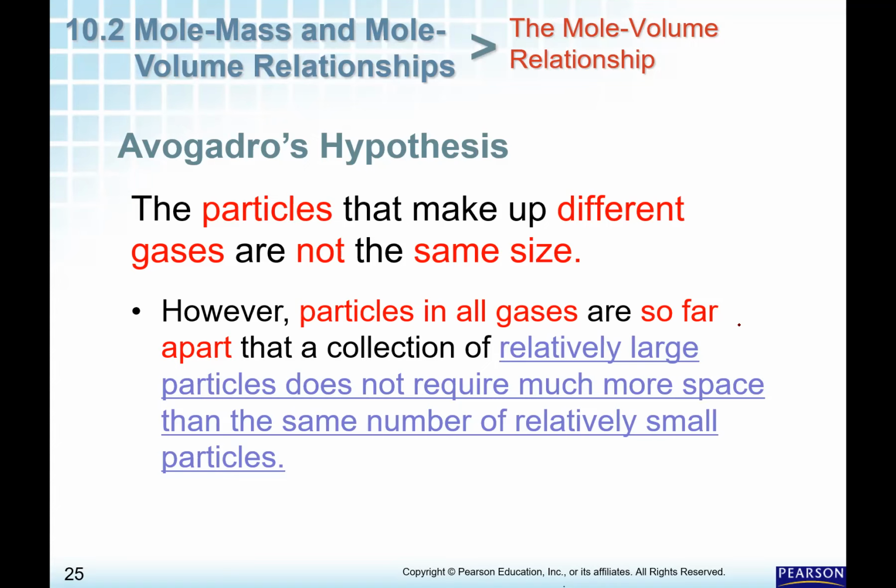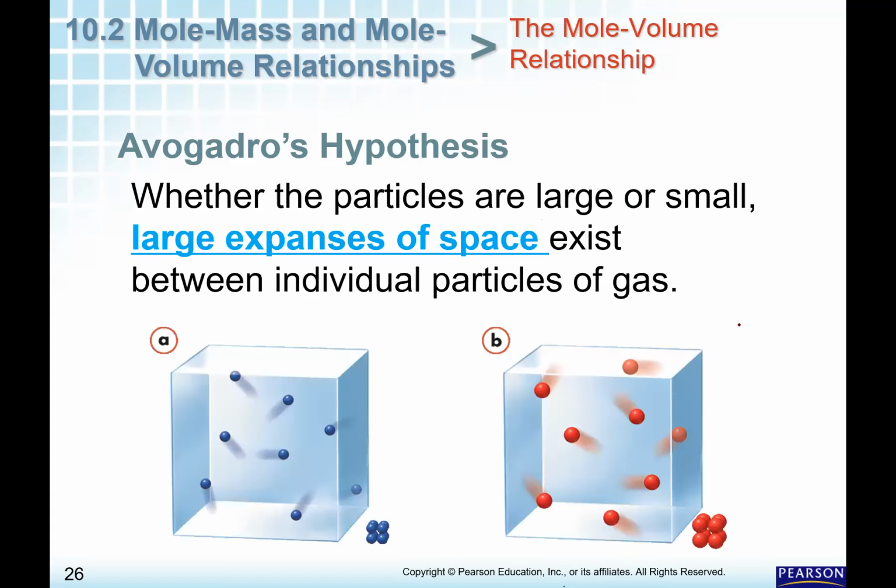If you want to read this sentence: a relatively large particle does not require much more space than the same number of relatively small particles. It is best to look at these two shapes, A and B. See, that's the room I was referring to. This blue one is a gas with small particles, and the one next to it is another gas, but with larger particles. But since there's plenty of space, both of them occupy the same volume, as long as we have one thing fixed, which is the temperature and the pressure.